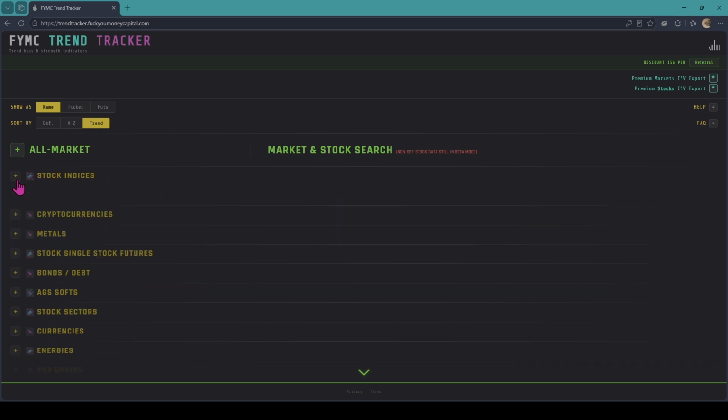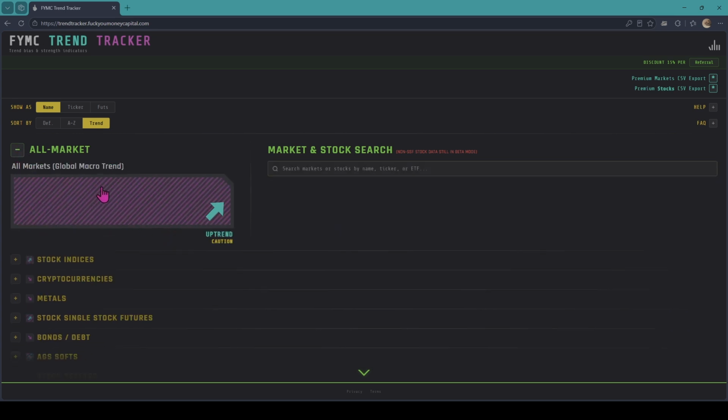The next thing we're going to look at is the all market score. So this is actually going to provide a trend environment for the entire global macro scene. If you sum up everything, what's the current trend index barometer, right? How strong are the trends overall?